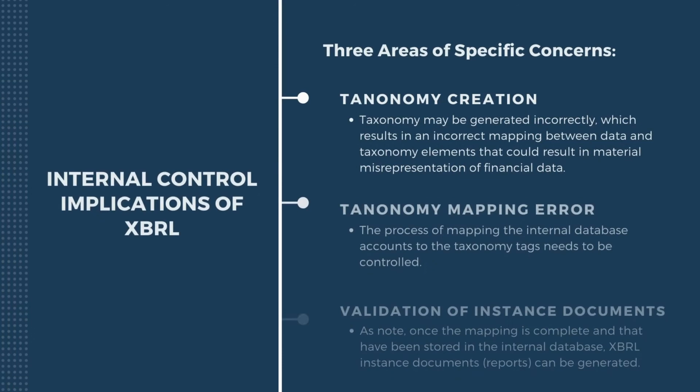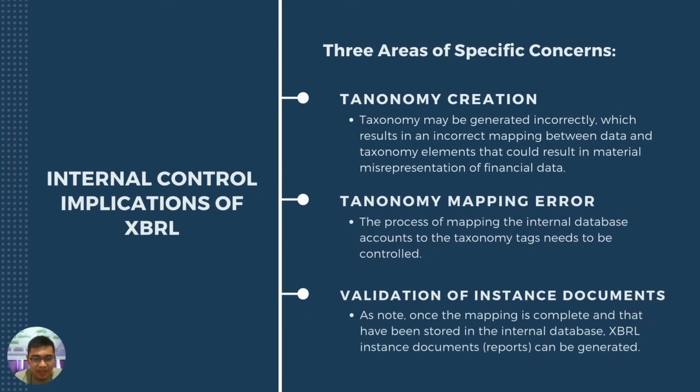Okay, now let's proceed to internal control implications of XBRL. Although the potential benefits of XBRL and associated web technologies have been extensively researched, less attention has been given to the potential control implications of using XBRL. There are three areas of specific concern which we are going to discuss here. Number one, we have the taxonomy creation, the taxonomy mapping error, and validation of instance documents.